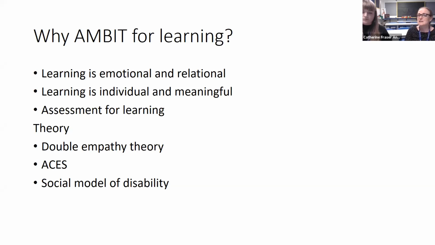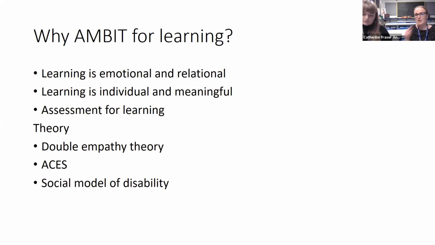Where is this person in terms of their ability to take risks? Where is this young person in terms of their ability to try something new, or to hear a new idea, or to even tolerate the idea of getting something wrong? Those are all crucial elements of assessment for learning, and mentalizing is a really important part of that.